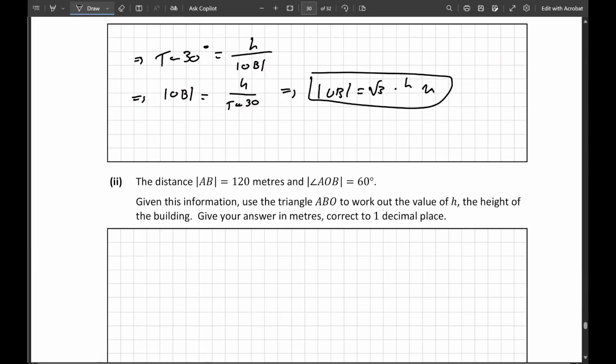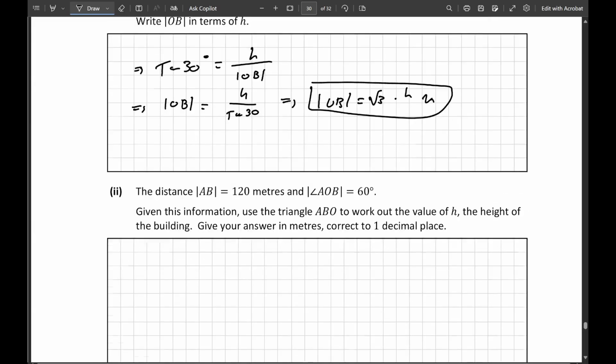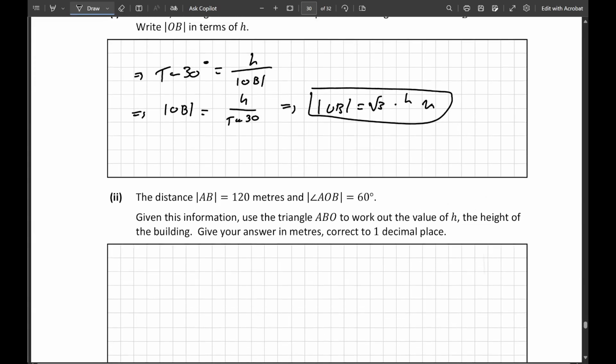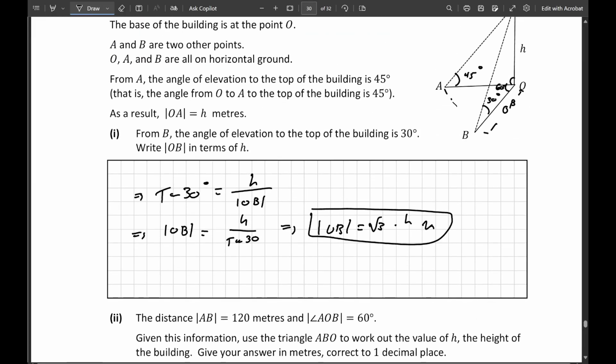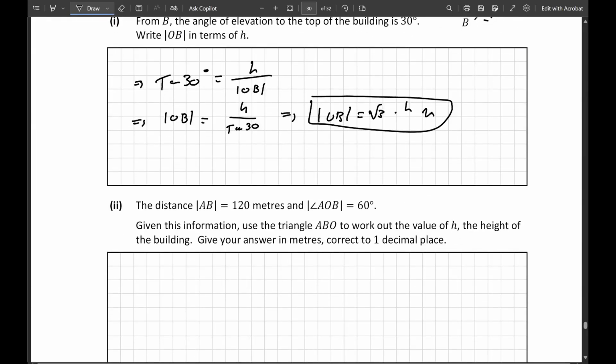The distance AB is 120 and angle AOB is 60. Is that not immediately obvious? Oh, this angle in here is 60. I thought it meant one of the other ones. So that angle in there is 60, and AB is 120. So this length here is 120. Using this information, use the triangle ABO to work out the value of h, the height of the building, correct to one decimal place.